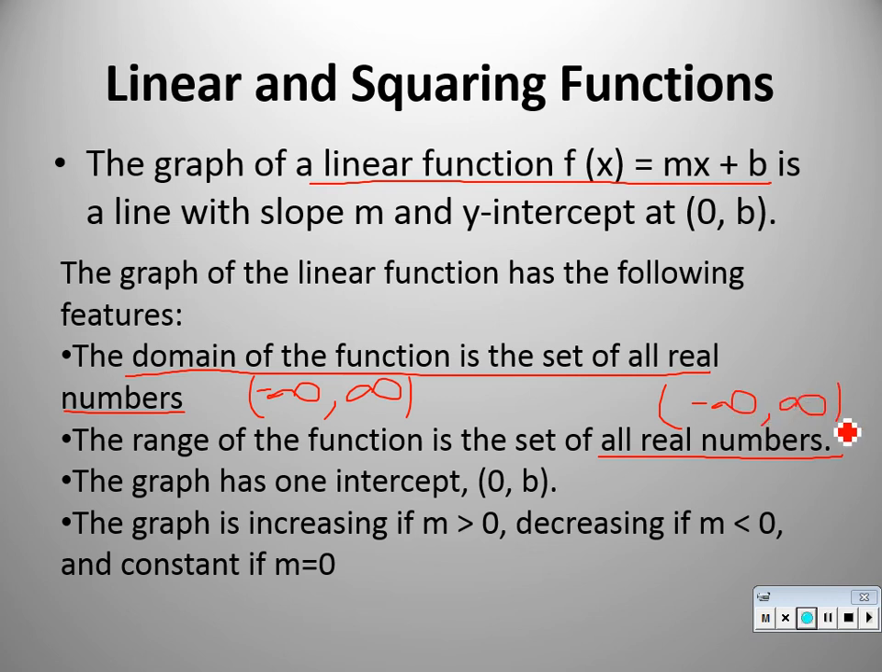The graph has one intercept, and that's at (0, b). And the graph is increasing, meaning it's moving in an upwards direction as we read it from left to right, if the slope is positive. It's decreasing from left to right if the slope is negative, and it's constant if the slope equals 0. So just some characteristics there that involve a linear function.